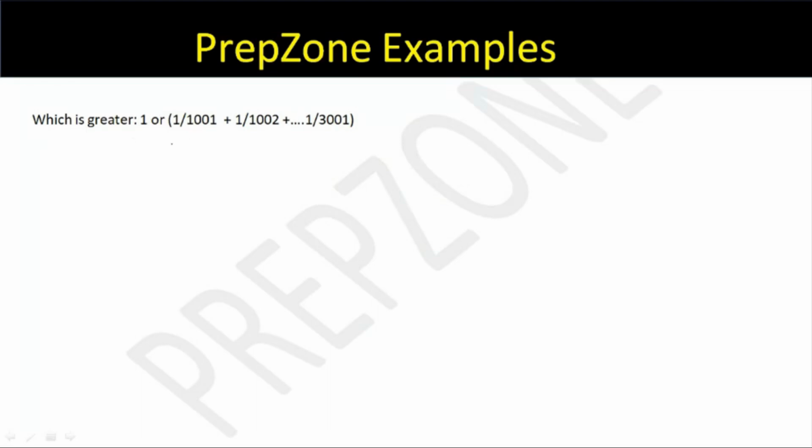Let's see the question and figure out what applies here. The moment you see this, the hint is that HM should be applied. There is no multiplication term. So the hint is to apply AM greater than or equal to HM on these numbers. Do it. So the numbers are what? 1001, 1002, 1003 till 3001. These are the numbers.